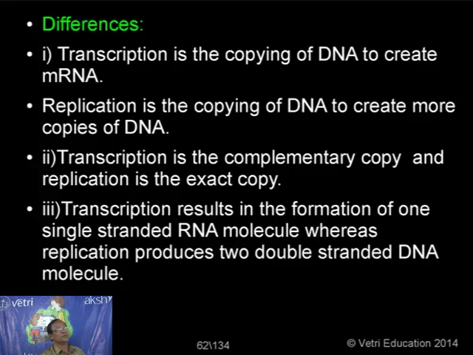Now we have to compare once again the replication and transcription process. What are the differences? Now you know that one, it is a copying of DNA, first one. In both we have copying of DNA only. So transcription is a copying of DNA to create mRNA. Though in both we have a copying process, transcription is concerned with the copying of DNA to form mRNA. Whereas in the case of replication process, it is also copying of DNA, but to create more DNA strands or molecules. So we are producing more copies of DNA.